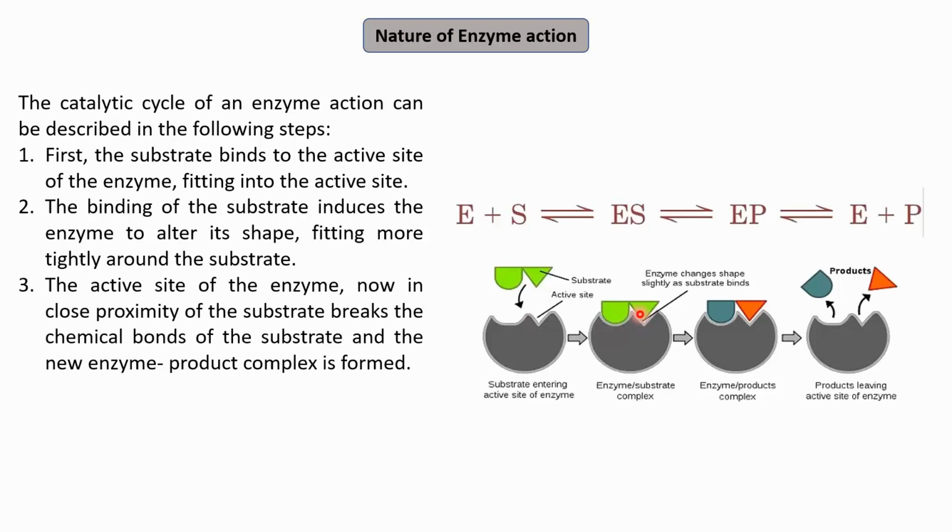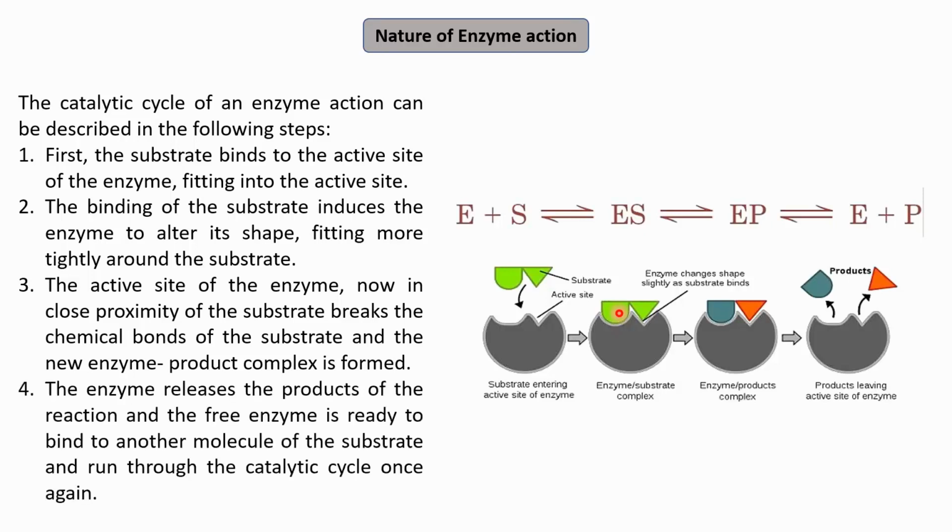Now the active site of the enzyme, in close proximity of the substrate, breaks the chemical bond of the substrate and the new enzyme product complex is formed. Basically, by breaking down the bonds of the substrate, it leads to the production of the product, and now there is a formation of the enzyme product complex. And at the last stage, the enzyme releases the products of the reaction and the free enzyme is ready to reuse, or it can bind to another molecule of the substrate.